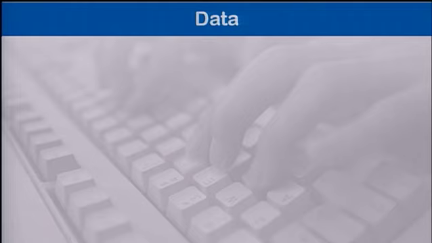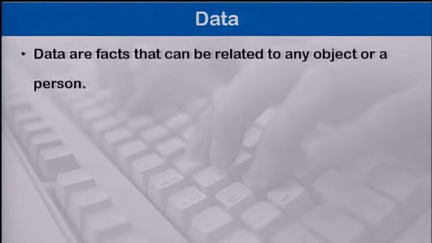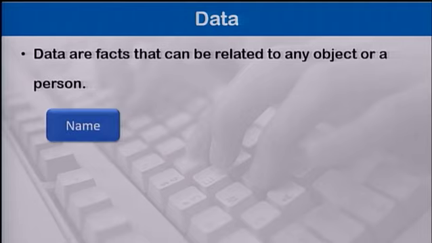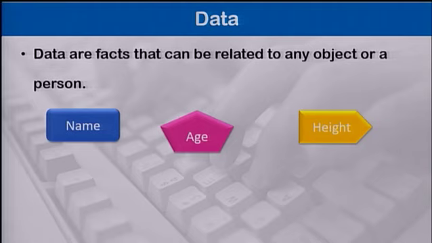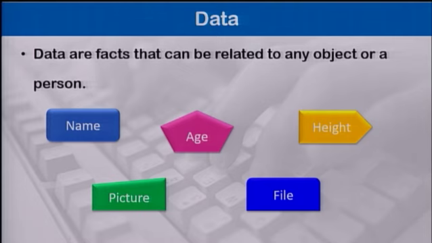Let us start with the definition of data. Data are facts that can be related to any object or a person. Examples of data are name, age, and height of a person. It can be a picture or a file.